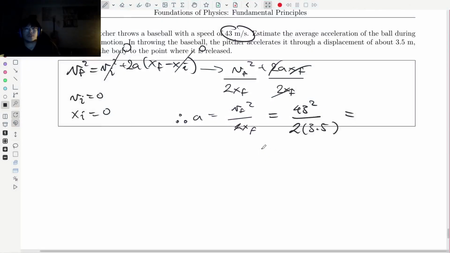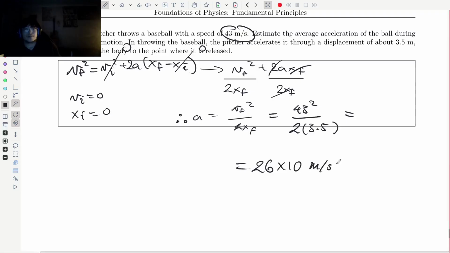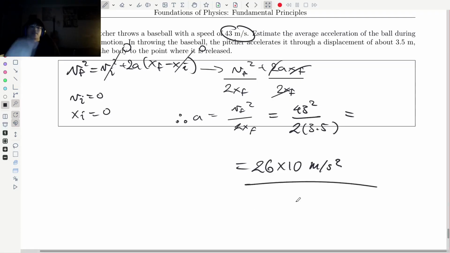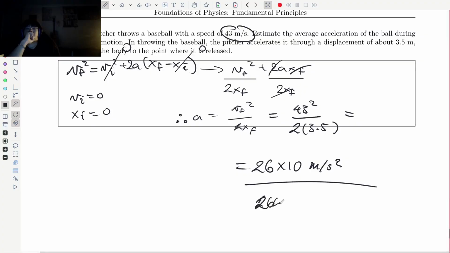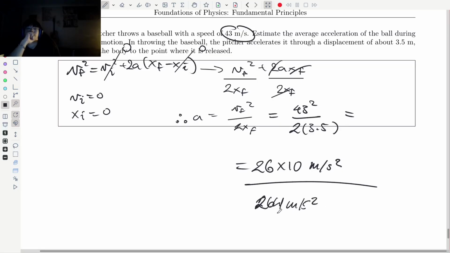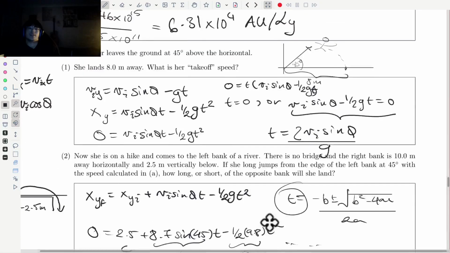264, so 26 times 10 meters per second squared, or 264 meters per second squared. Now, it doesn't really matter in terms of significant figures for numbers like this. Just leave it like that. Okay, and that's it.